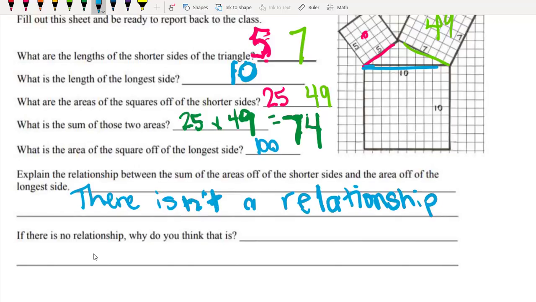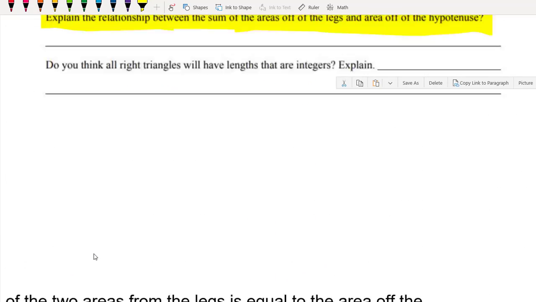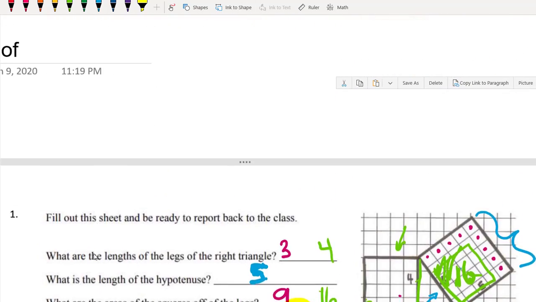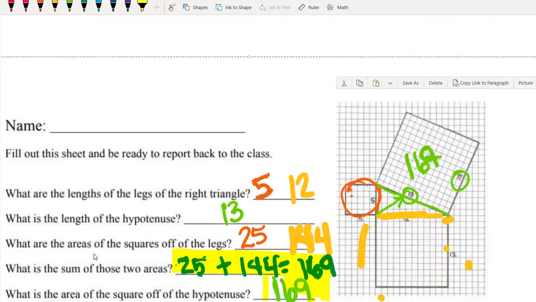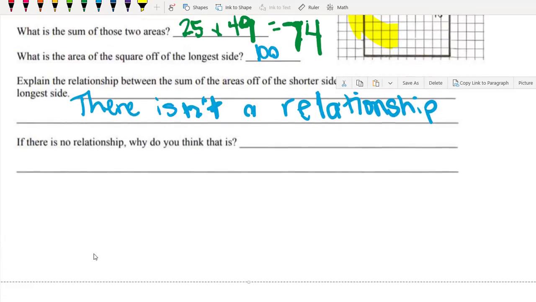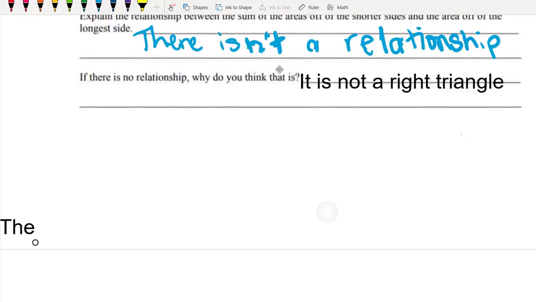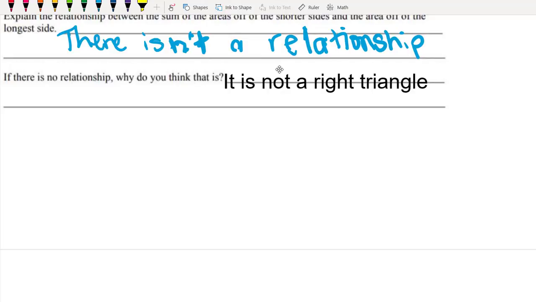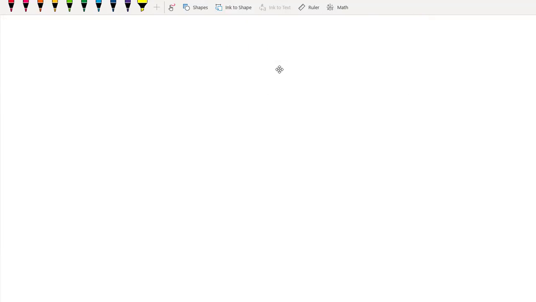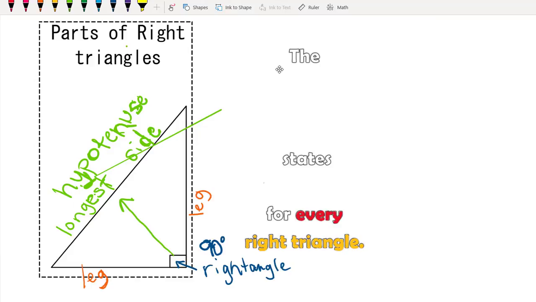If there is no relationship, why do you think so? What's the difference between this triangle and the previous triangles that we were looking at? So, what do you think about that? Right triangle, then you'd be correct. So now that we've discovered this, we're going to go back and take a look at this.